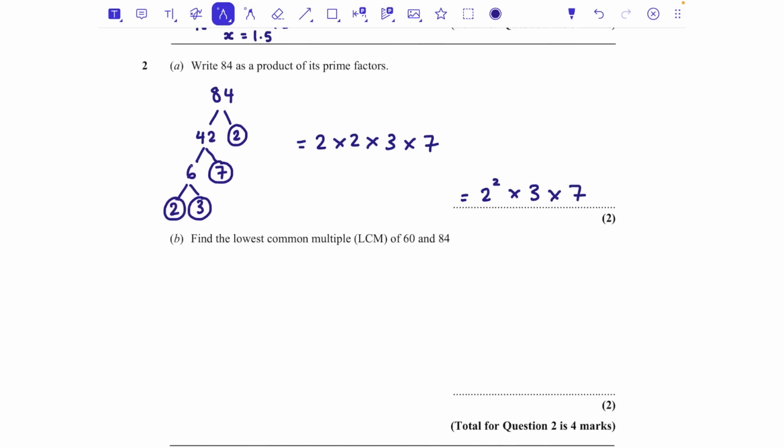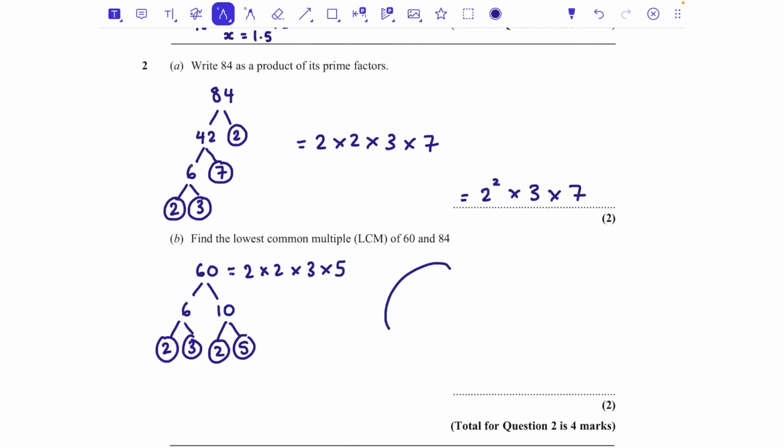Part B, find the lowest common multiple, the LCM, of 60 and 84. So that's asking you for the first number that's in the 60 times table and in the 84 times table. Now the easiest way to do this, we've already got the prime factorisation for 84 from part A. And so I'm just going to do the prime factorisation for 60. 60 is 6 times 10. Neither of those are prime, so let's carry on. 6 is 2 times 3 and 10 is 2 times 5. We've reached all prime numbers, so we're going to stop there. And then we know that 60 is 2 times 2 times 3 times 5. And again, we could write that as 2 squared times 3 times 5.